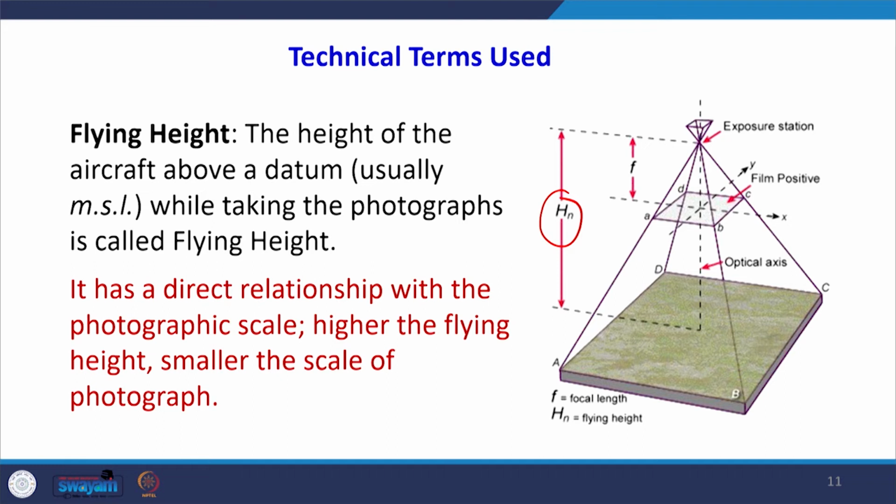It has a direct relationship now with the scale. The higher the flying height, the smaller is the scale of the photograph. So, we have to determine the flying height with the scale. We need a 10,000 scale photograph or we need a 5,000 scale photograph. Accordingly, we can determine what will be the flying height.